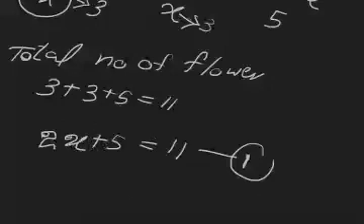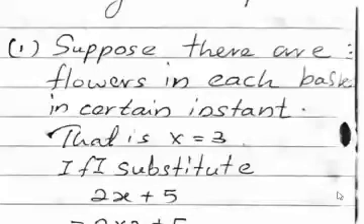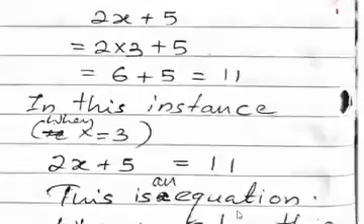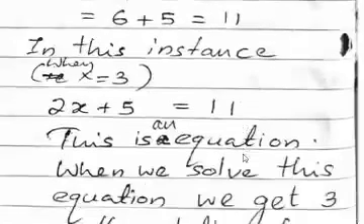Here I have mentioned that same thing. Suppose there are 3 flowers in each basket in a certain instance, that is x equals 3. If I substitute into the above algebraic expression, I got 11 as the answer. That means when x equals 3, you can write 2x plus 5 equals 11. So this is an equation.